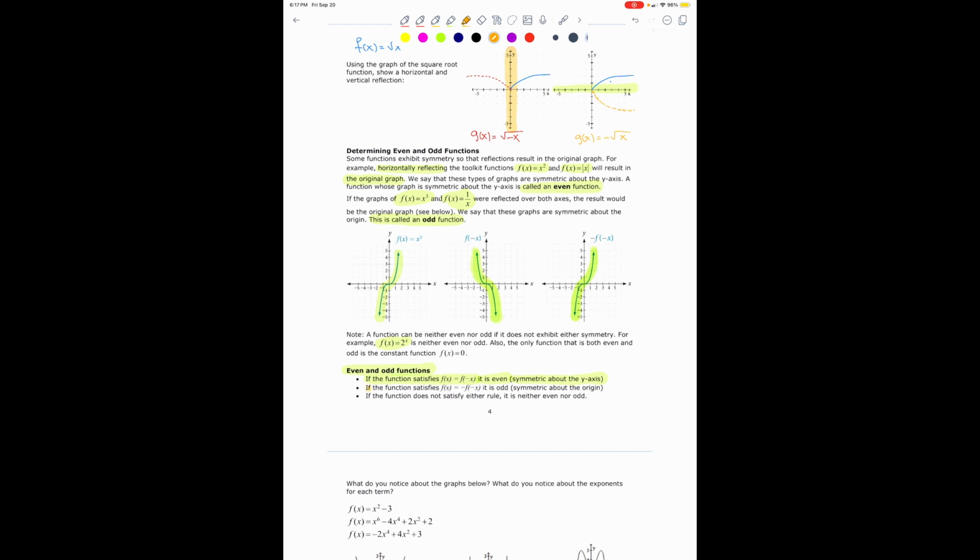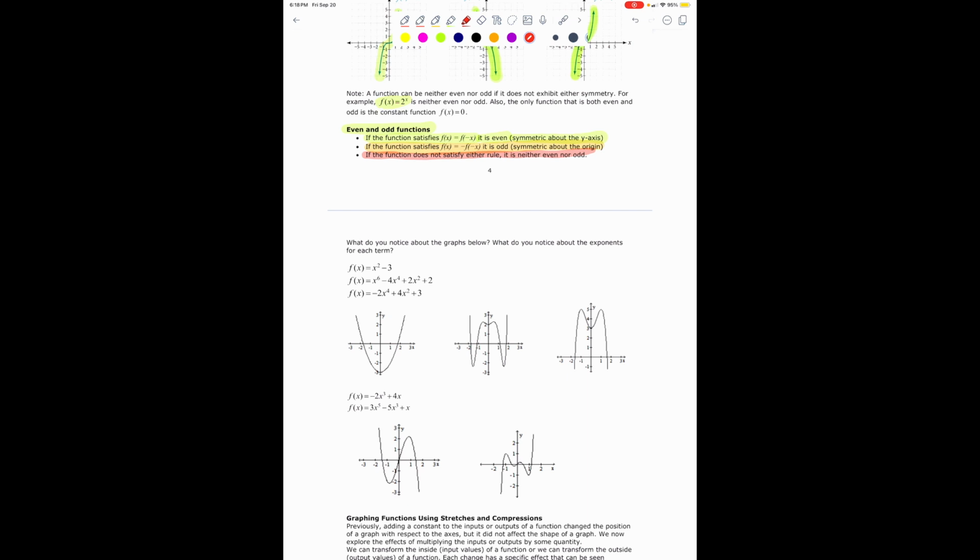If you replace each x with negative x and the resultant function is the same as negative f of x, then we say the function is odd or it is symmetric about the origin. If the function does not satisfy either rule, it is neither even nor odd.